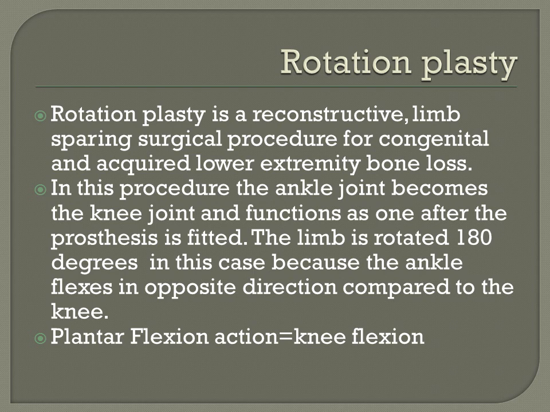Rotation plasty. This is a reconstructive limb sparing surgical procedure for congenital and acquired lower extremity bone loss. In this procedure, the ankle joint becomes the knee joint and functions as one after the prosthesis is fitted.